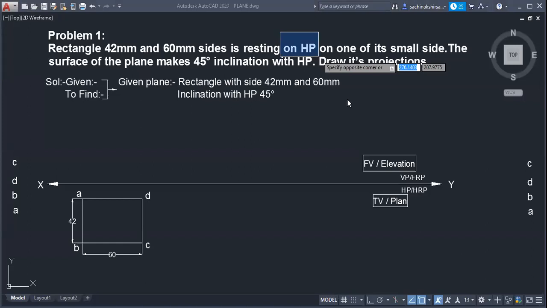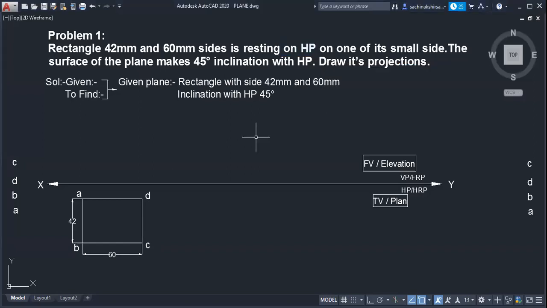Yes, sir. On the other hand, as it is resting on the small side, where have I told you to draw that small side, towards the left hand side or towards the right hand side? Towards the left hand side. There are two small sides for this. Out of that, one should be towards the left hand side. The rectangle should not be something like this, maybe this, with 42, 60, 42, and 60.